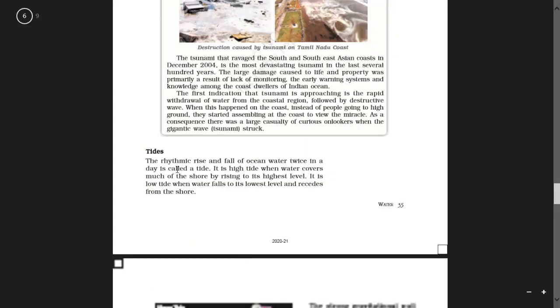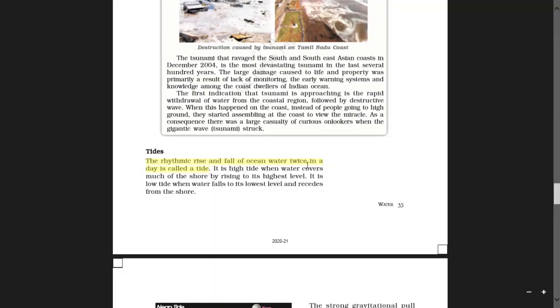Now let us see tides. The rhythmic rise and fall of ocean water twice in a day is called a tide. Mark this one also. If it asks what is a tide, you have to answer: the rhythmic rise and fall of ocean water twice in a day. This rise and fall of water is called a tide.